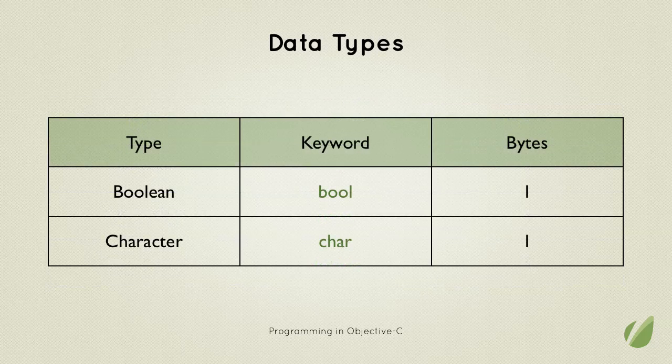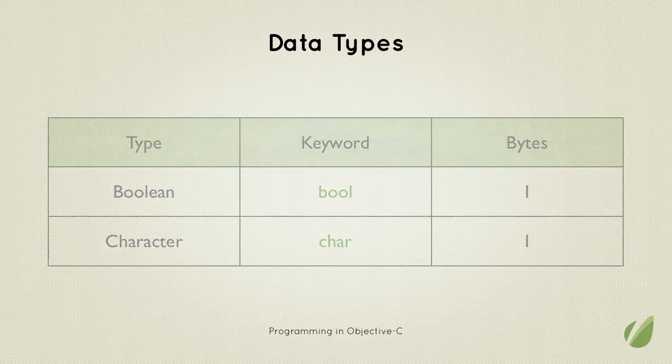Two other values directly inherited from C are boolean and characters. A boolean has only two possible values, 0 or 1, true or false, and specifically in Objective-C, yes or no. A character is used to define a Unicode value, so you can fill a variable either with a numeric Unicode value or with literal characters.